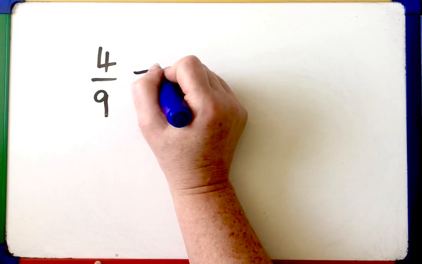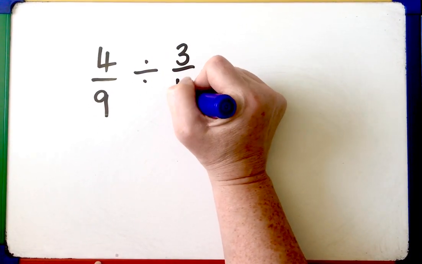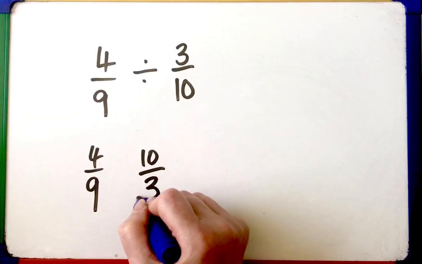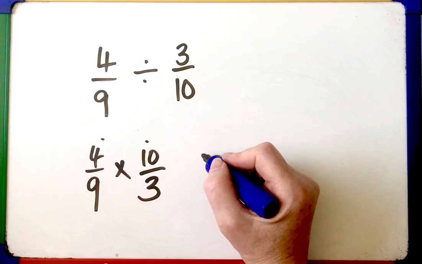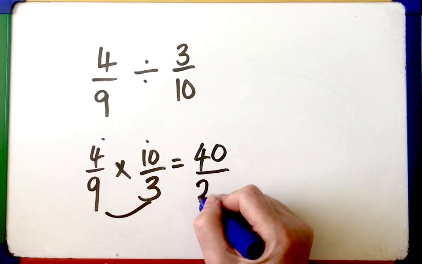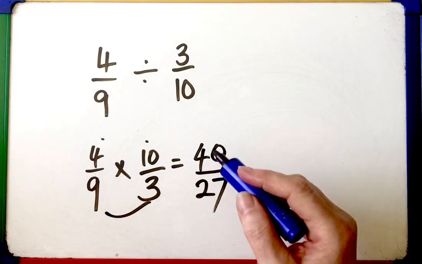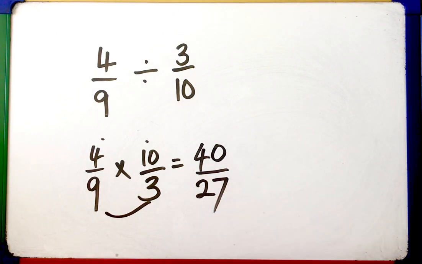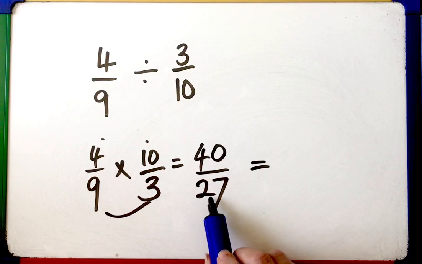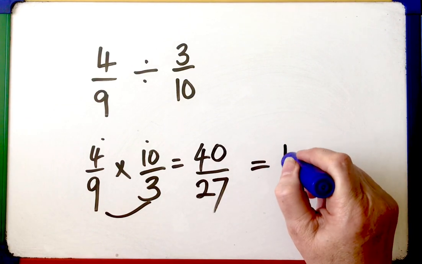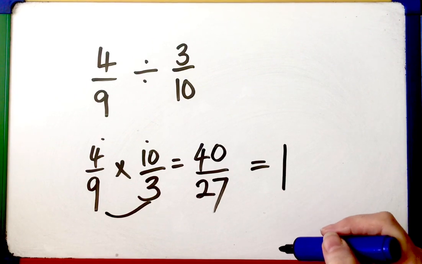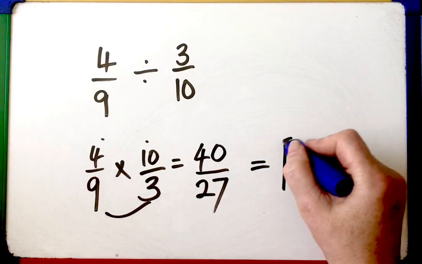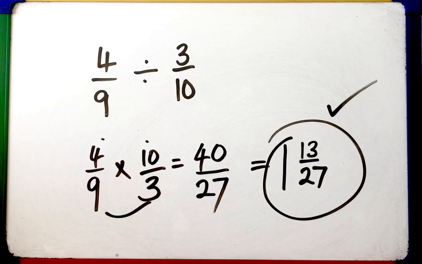4/9 divided by 3/10. Keep it, flip it, change it. 4 times 10 is 40. 9 3s are 27. Can't cancel down. There's no common factors between 40 and 27, but I can change it back to a mixed number. Now 2 of those is 54, so that's too big, so there's only one whole one. And then 40 take away 27 is 13 over 27. Hopefully you give yourself a big tick for that one. A couple more.